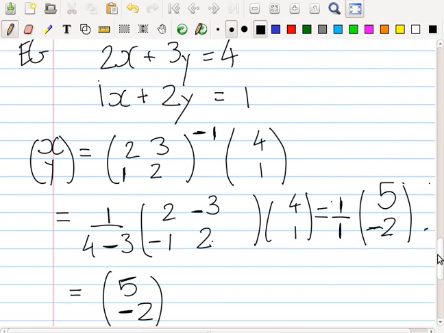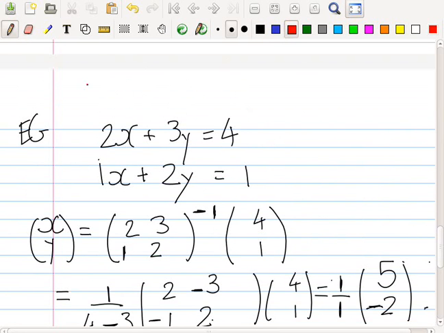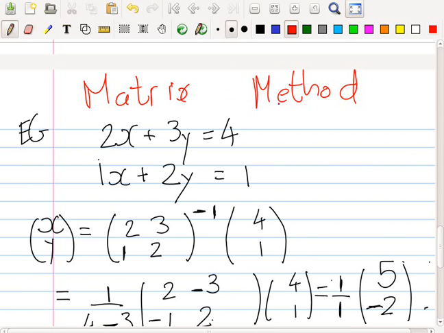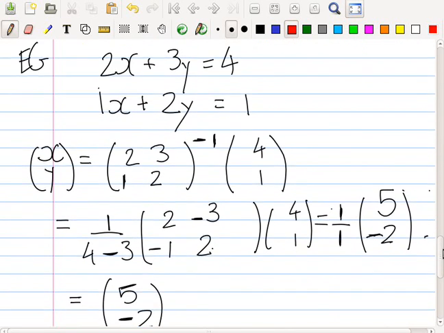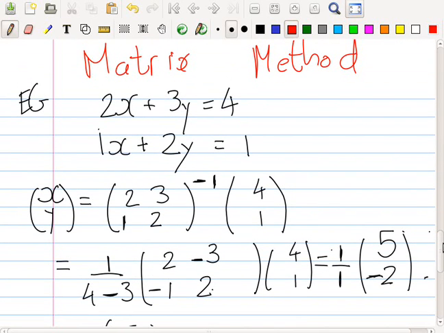I think this is a pretty good method. It'll always work. So we'll do another example to practice. So make sure you write this one down now. So this is using the matrix method. So let me just write that up the top. Matrix method. Okay. Matrix method. Okay.